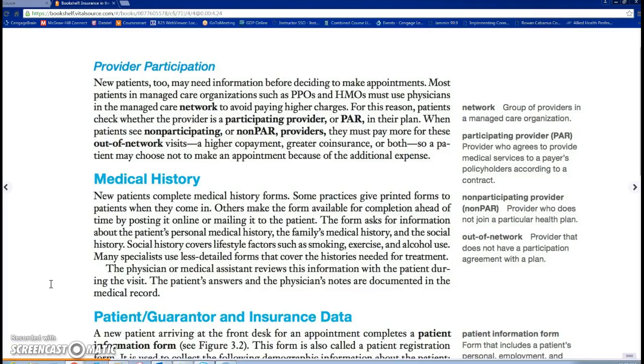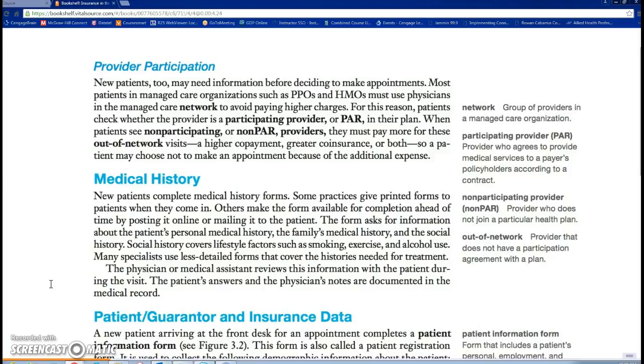One of the most important parts for the patient is whether or not the physician is a participating provider. That means, are they within your network? And you should have this information from wherever you purchased your insurance, whether it be through a company or purchased on your own, but you need to know what your networks include. It will make a big difference.